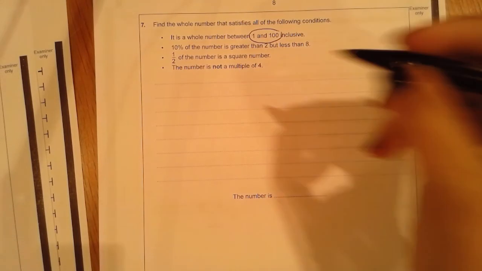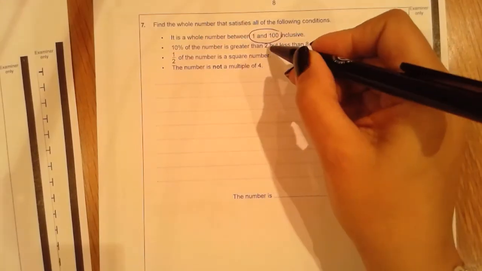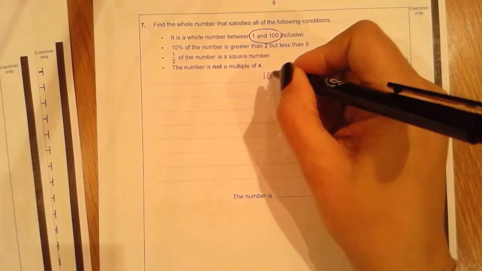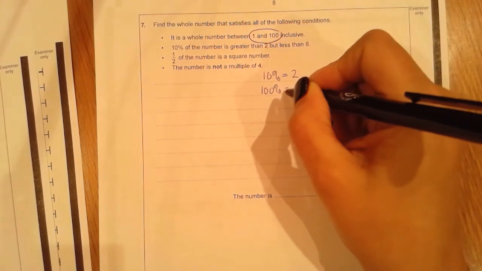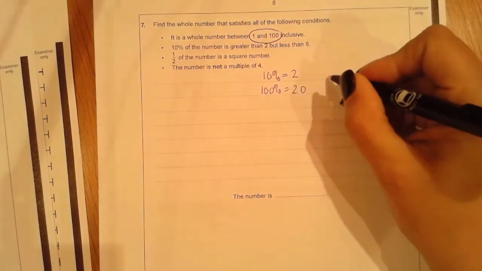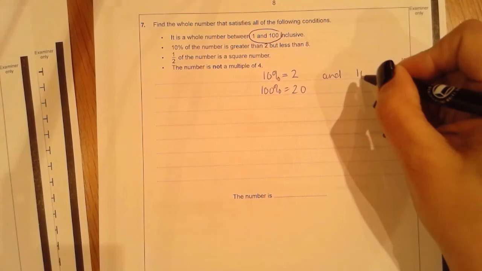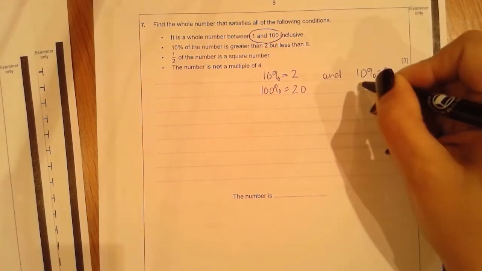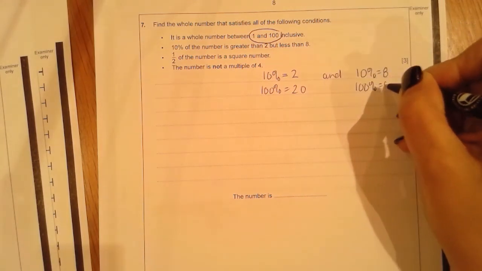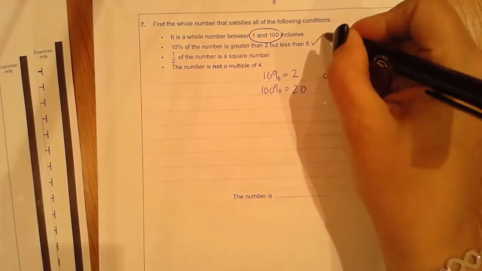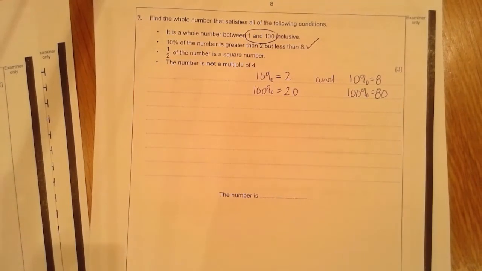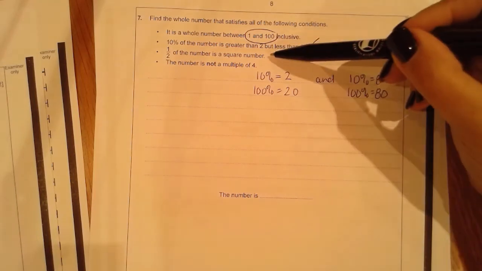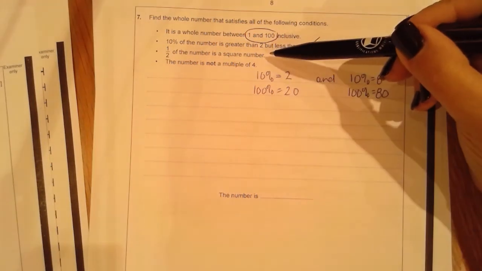So if 10% is 2, the 100% would have been 20, and if the 10% had been 8, the 100% would have been 80. So this bullet point tells me that my number is between 20 and 80. The third bullet point tells me that half of the number is a square number.